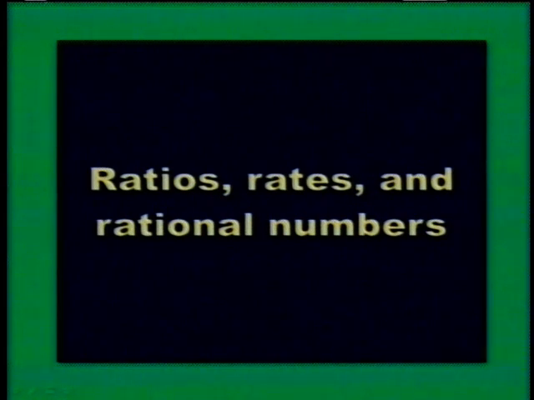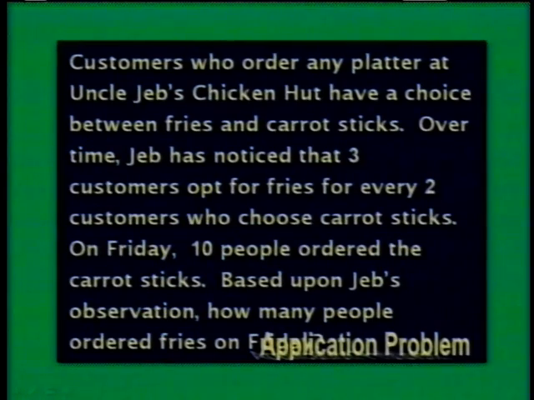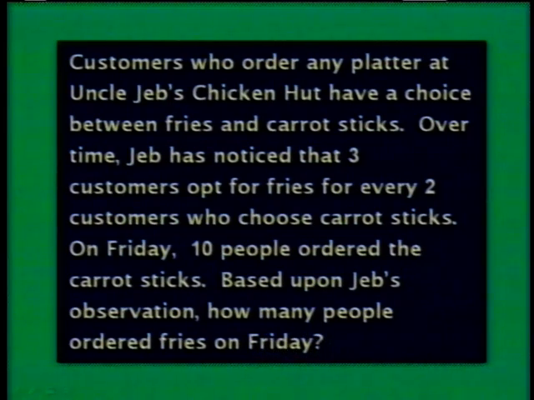So let's begin by talking about ratios, rates, and rational numbers, and let's begin with an applied example. Customers who order any platter at Uncle Jeb's Chicken Hut have a choice between fries and carrot sticks. Over time, Jeb has noticed that 3 customers opt for fries for every 2 customers who choose carrot sticks. On Friday, 10 people ordered the carrot sticks. Based upon Jeb's observation, how many people ordered fries on Friday?